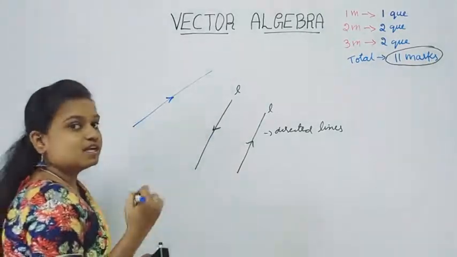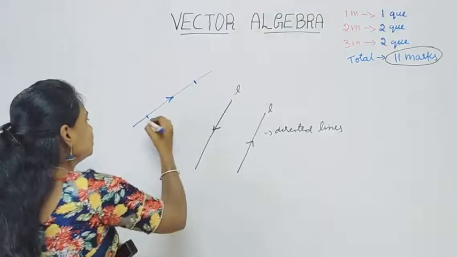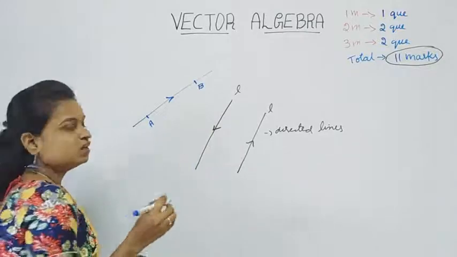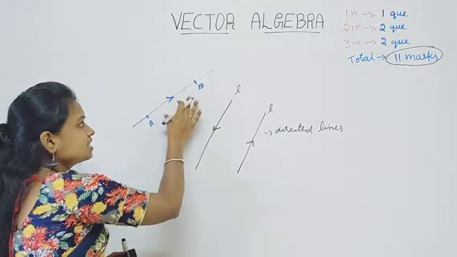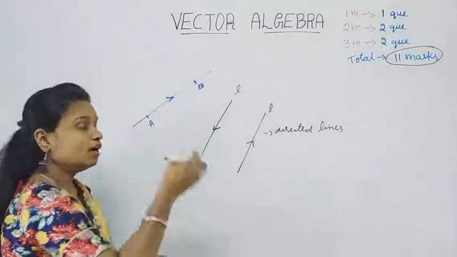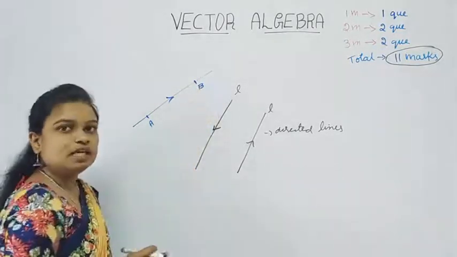Here next I restrict this line at 2 points. So I call this point as A and this point as B. Okay. So observe that this line tells in what direction it will go, and also it goes from the point A to the point B, right?